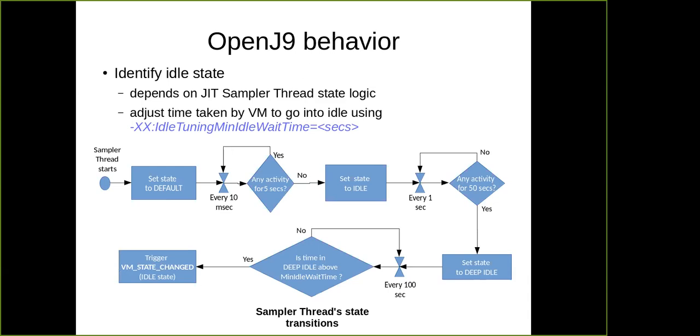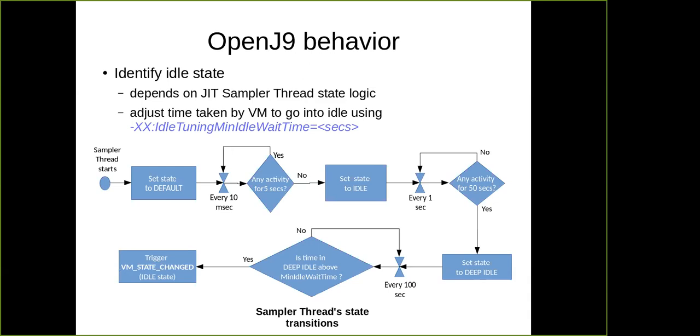So to determine whether the VM has gone into idle or not, we rely on the JIT sampler's state logic. And we say that if the sampler thread continues to be in deep idle for some specific amount of time, then we declare the VM as idle. At that time, the sampler thread will send a notification to the VM to change its state to idle. Now, the amount of time that the VM can wait to declare itself as idle can be configured using the -XX:IdleTuningMinIdleWaitTime option.